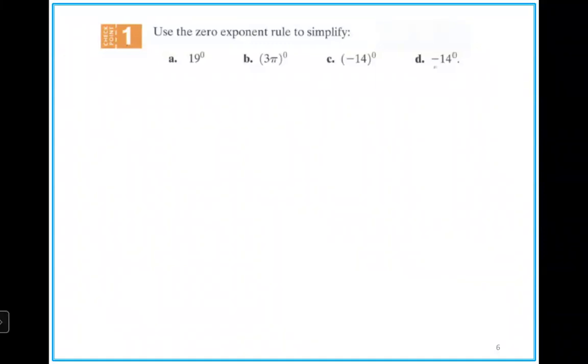So A, B, and C would all be 1, and then D is -1, because you have 14 to the 0 power, and you want the negative of that for D. All right.